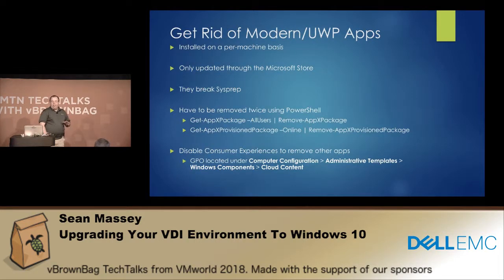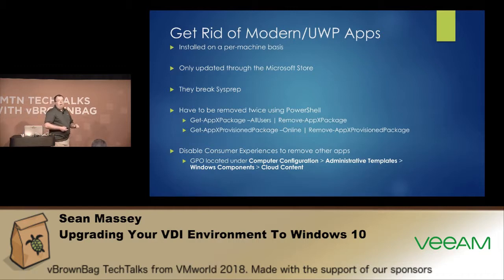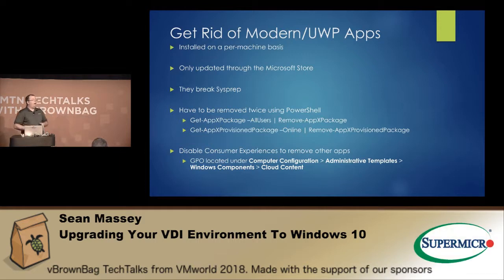And finally, we want to get rid of the modern and UWP applications. These are the Windows Store applications that are installed on the machine. These are installed on a per machine basis. So if you're using non-persistent desktops where users go from machine to machine, those are tied to a particular machine. They're only updated through the Microsoft Store, and they break sysprep. So the more you can take out, the more stable your image is going to be.